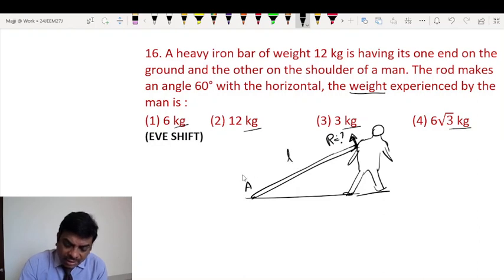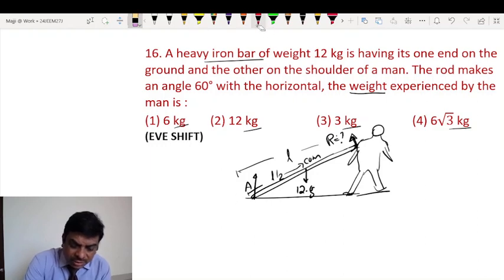Maybe I'll take this, as we don't require that actually. And here, since it's assuming the rod to be uniform, the weight, that is 12 into g, will be acting exactly at the midpoint. This is the midpoint, this is the center of mass. So no need to draw the forces here because anyway they will get cancelled.